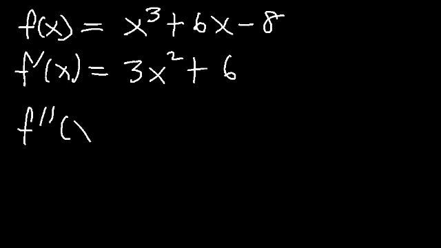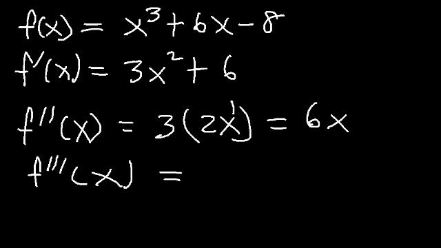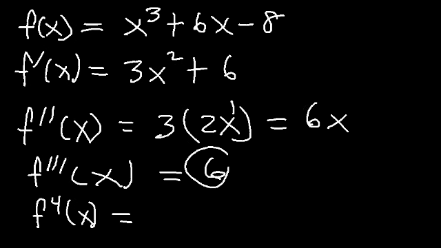Now what about the second derivative? What is that equal to? So the 6, which is a constant, will turn into 0. To differentiate 3x squared is going to be 3 times 2x. 2x is the derivative of x squared, so the second derivative is 6x. The third derivative, the derivative of 6x, is simply 6. And the fourth derivative, since this is a constant, is 0.